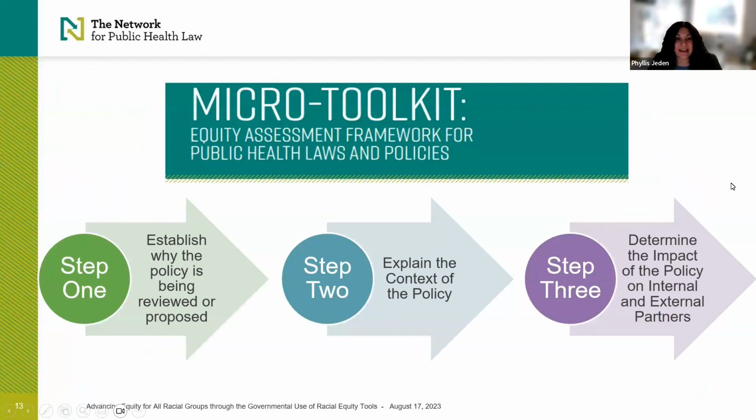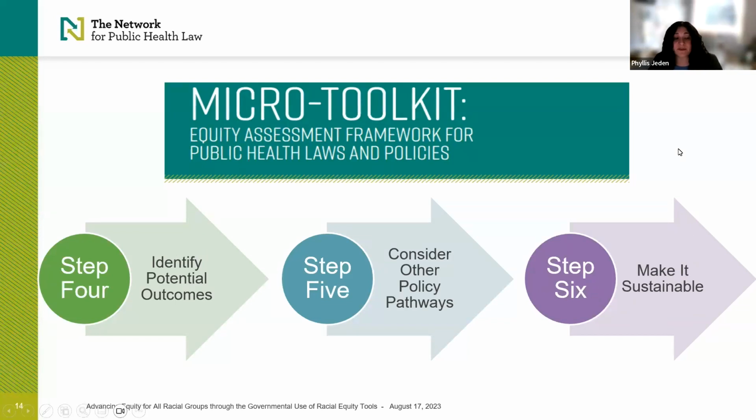So we'll go over the 6 steps first very quickly. So the first step is to establish why the policy is being considered. The second step asks you to explain the context of the policy. The third step asks that you determine the impact of your policy on both external and internal partners. Next, please.